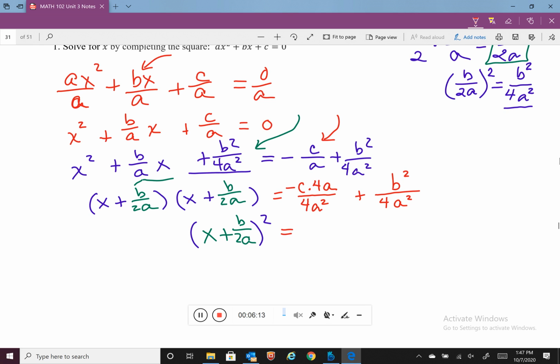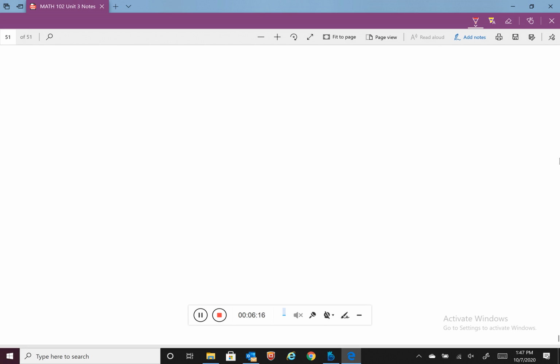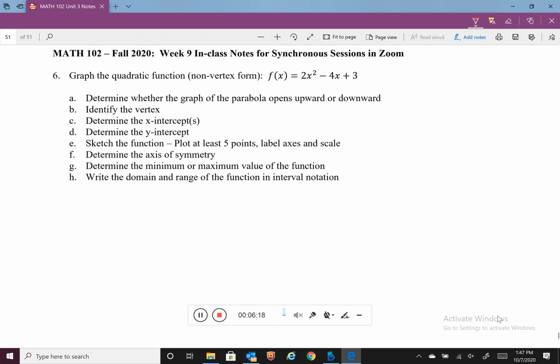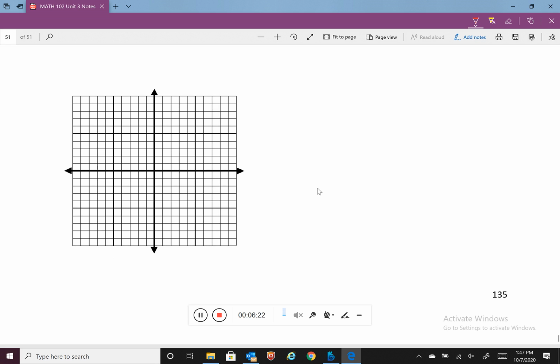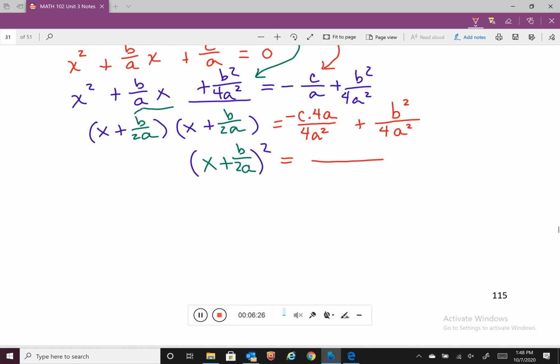So now that we have a common denominator, we can now write this as all being over 4a squared, and negative c times 4a is negative 4ac, and now we have plus b squared.